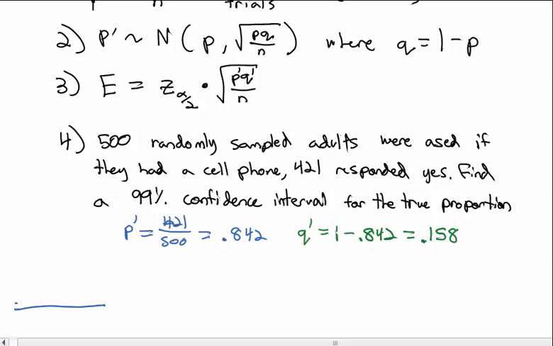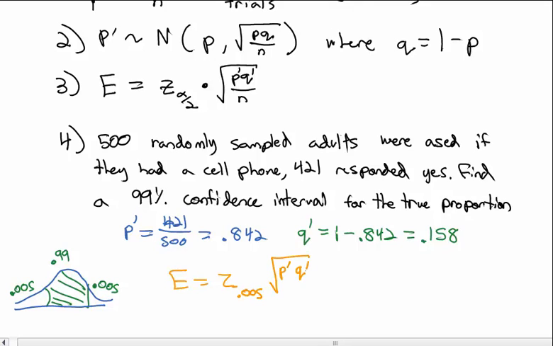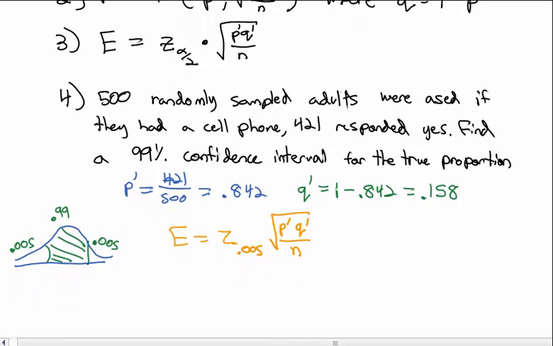Now again, we want to make a confidence interval so that the true proportion is somewhere in the middle at 99% confidence, which means we have 1%, 0.01 for the tails. Split up evenly, that's 0.005 for each tail. So our error is z sub 0.005 times the square root of p hat q hat divided by n.